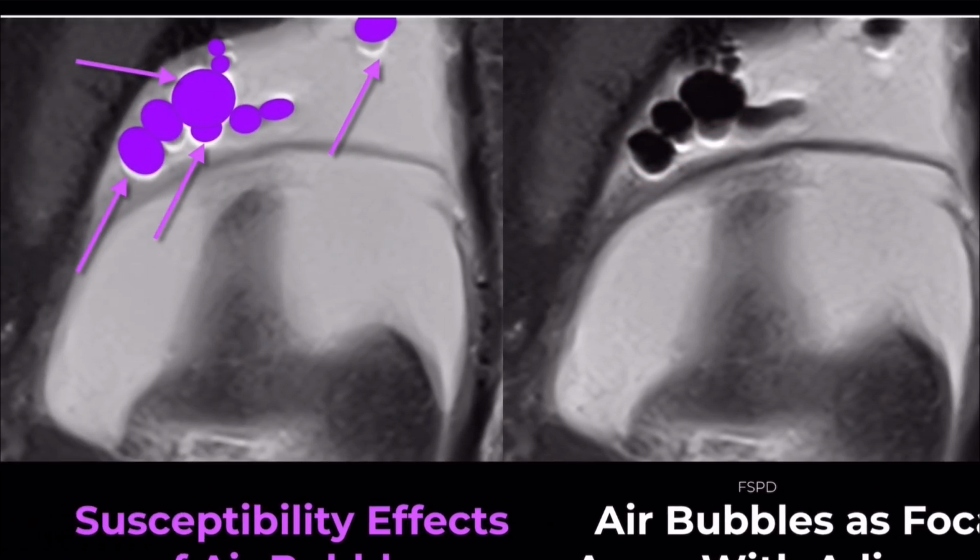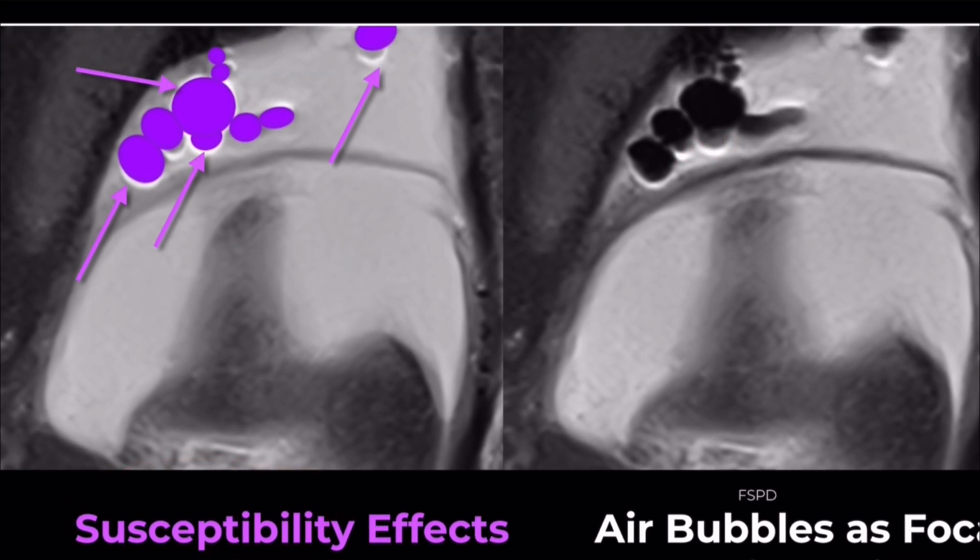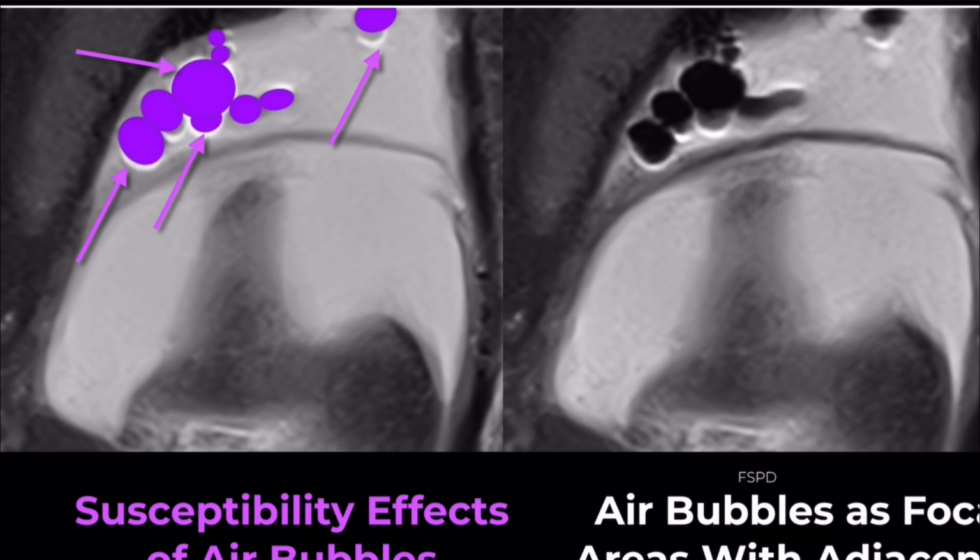Because it is gas, it appears as a signal void on various sequences, showing dark signal intensity. Additionally, the susceptibility effects of air bubbles result in the appearance of focal rounded hypointense areas with adjacent thin hyperintense rims. Now, let's look at another image.